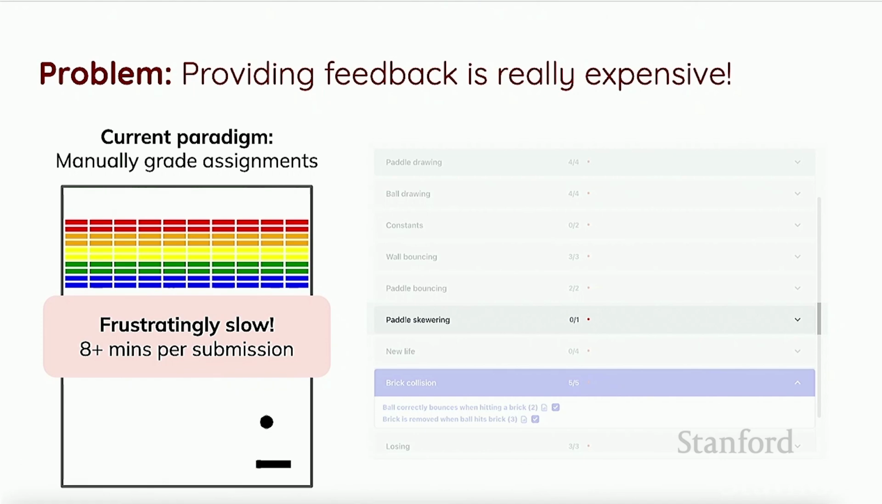So this means that it would take probably around 8 minutes per submission. So you can't just do a unit test in the normal way because you actually are trying to figure out how the game behaves in different scenarios where it might take multiple actions to even get to that scenario.